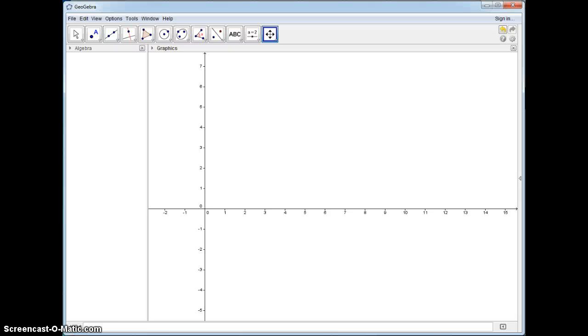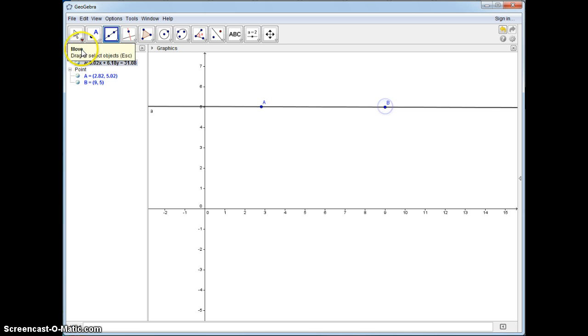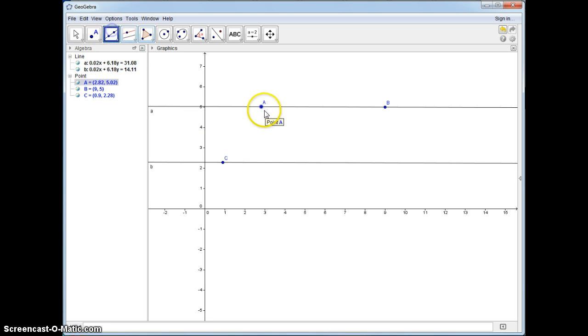In this video, I'm going to be showing that the opposite angles of a parallelogram are congruent. I'm going to start in the algebra and graphics view. So I'm going to begin by creating a parallelogram. I'll start with a line tool, and then create a point underneath that line and make sure these two opposite sides are parallel. This is the definition of a parallelogram.